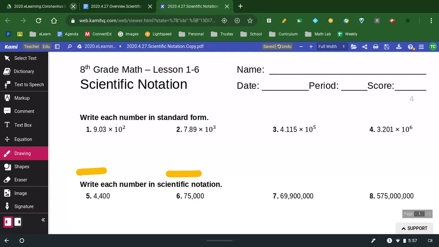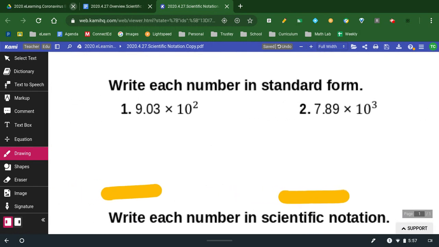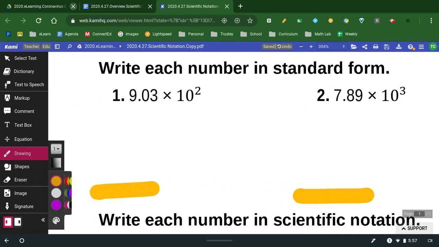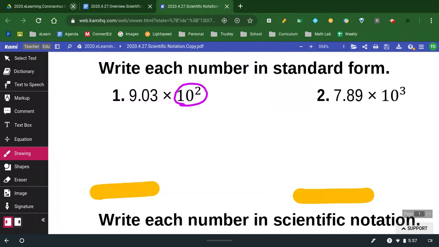Starting from the top, write each number in standard form. This might take you back to 7th grade math a little bit. So let's start with number 1. We're going to write that number in standard form. Now, the first thing that I think about when I think standard form is I need to understand, is this number really big or really small? So if I look here, I'm thinking big.